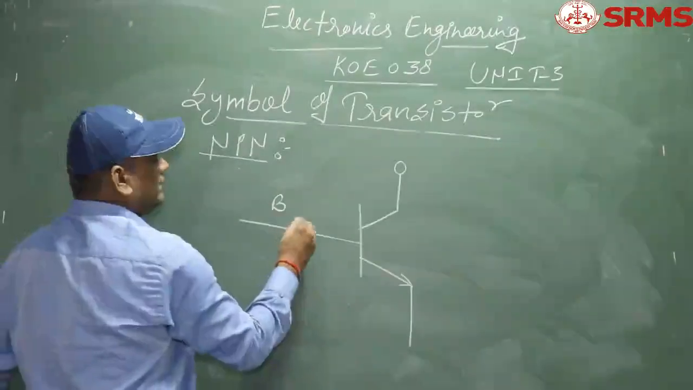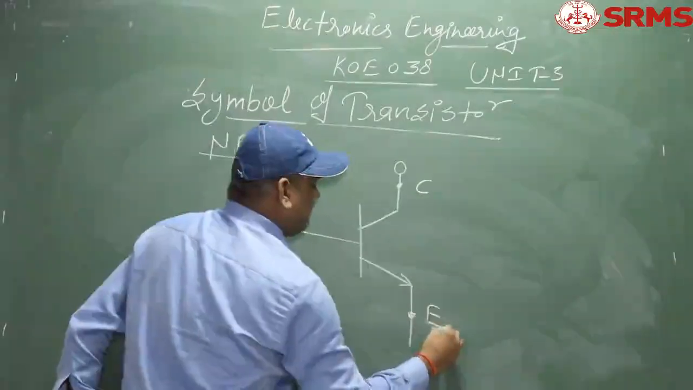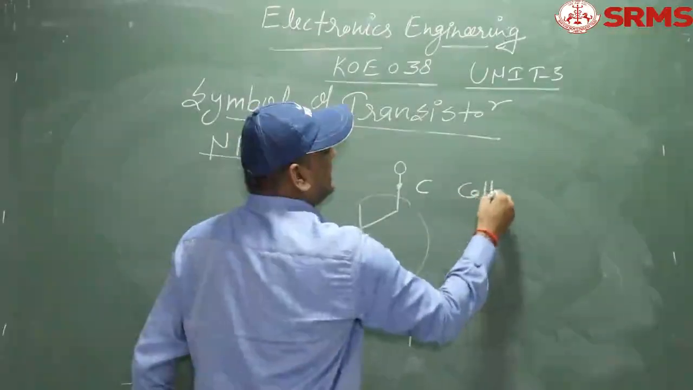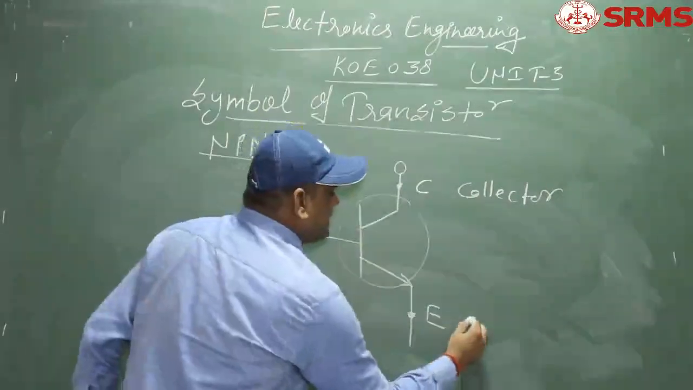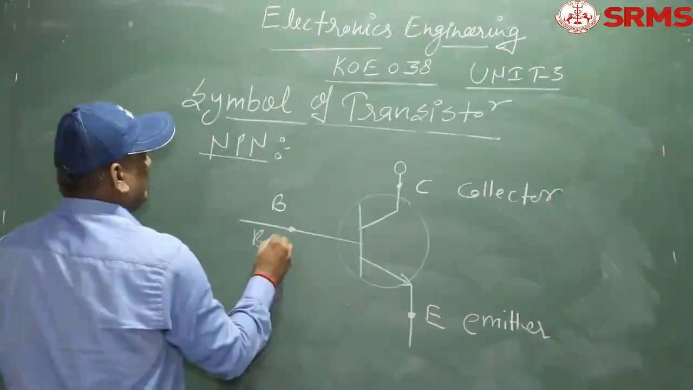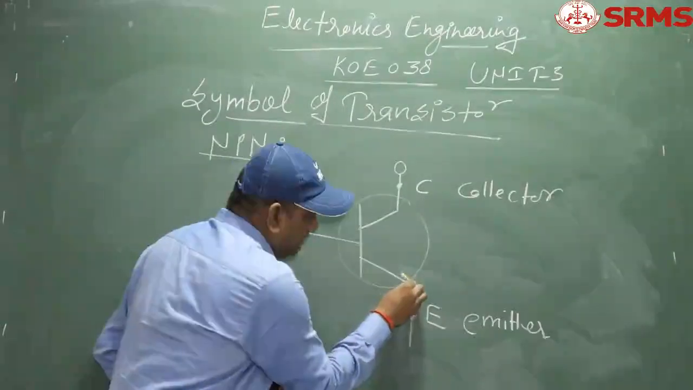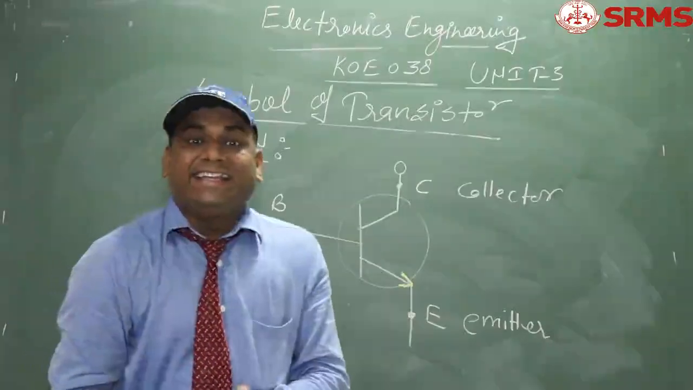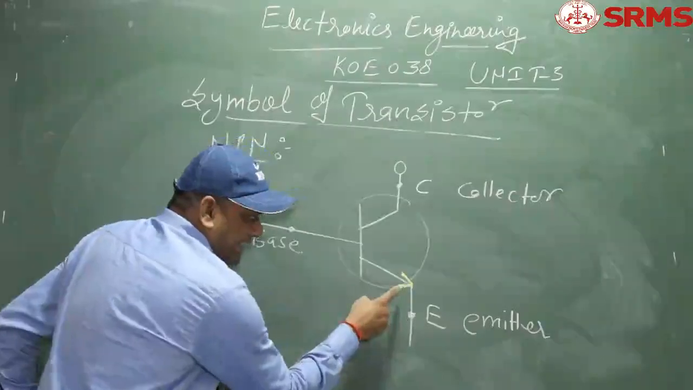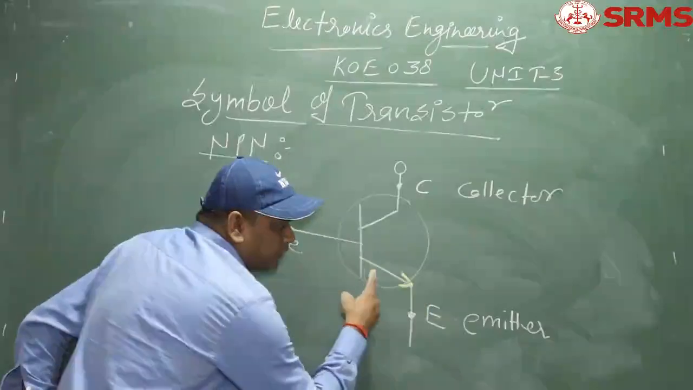This is your base terminal. This is your collector terminal, and here we have the emitter terminal. Is that clear? So C is basically collector, E is basically emitter, and B is basically base. Now this arrow is used to indicate the conventional movement of current. This arrow is used to indicate the flow of conventional current through the transistor.